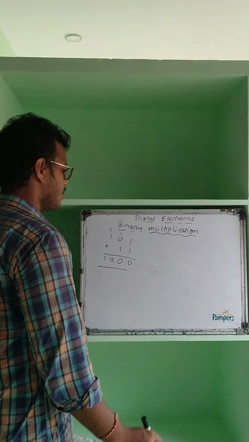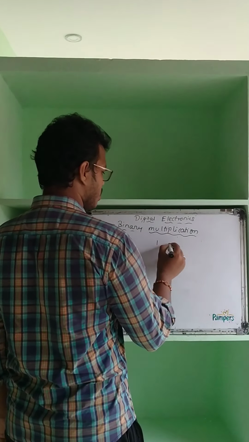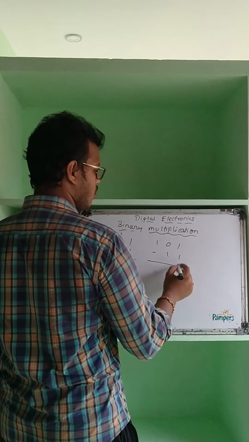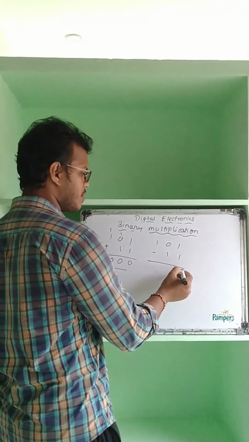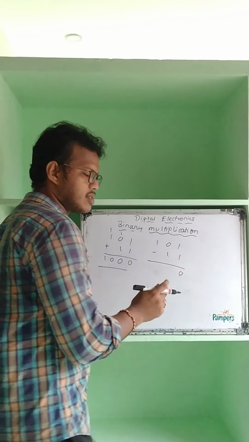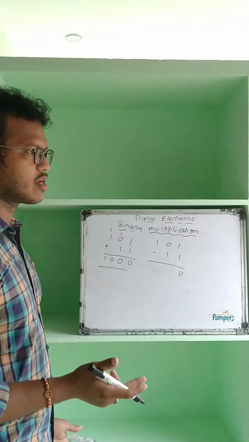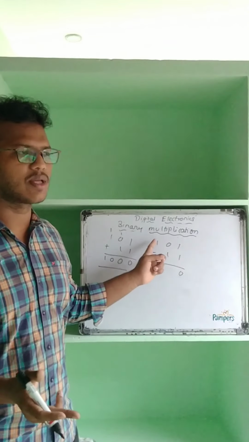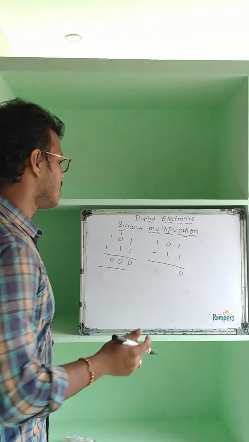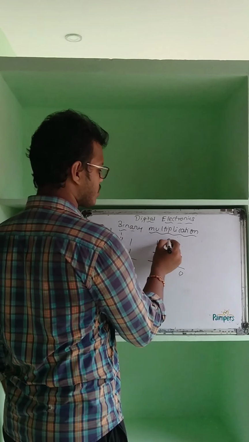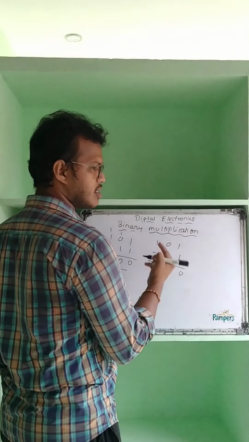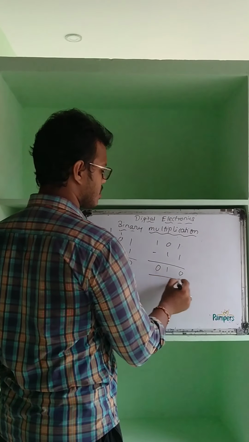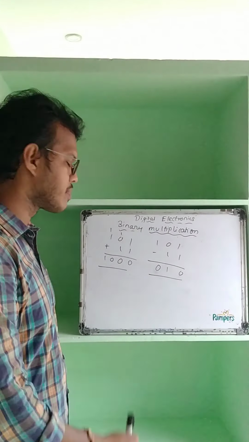So if you want to subtract 101 minus 11, 1 minus 1 is 0, 0 minus 1 we can't do, minus 1 is not a binary number. We have to take the borrow from the next digit. So we have to take the 2. Then 2 minus 1 is 1. Here 0. This is your answer.